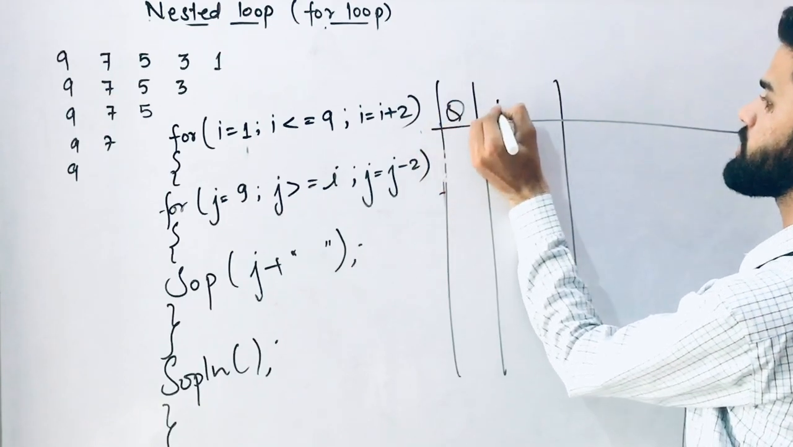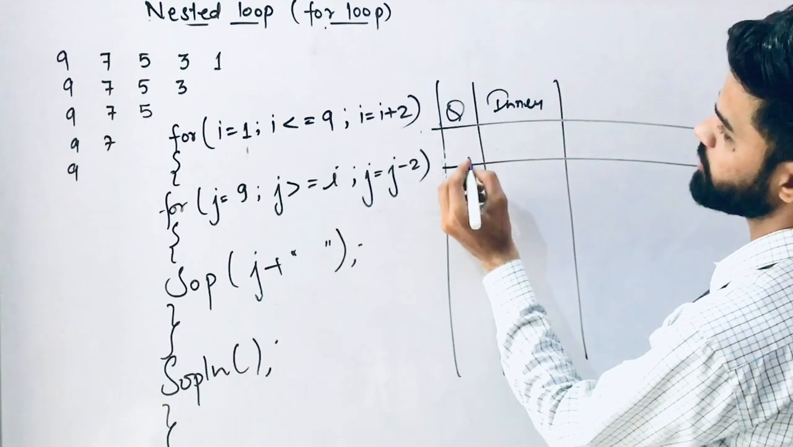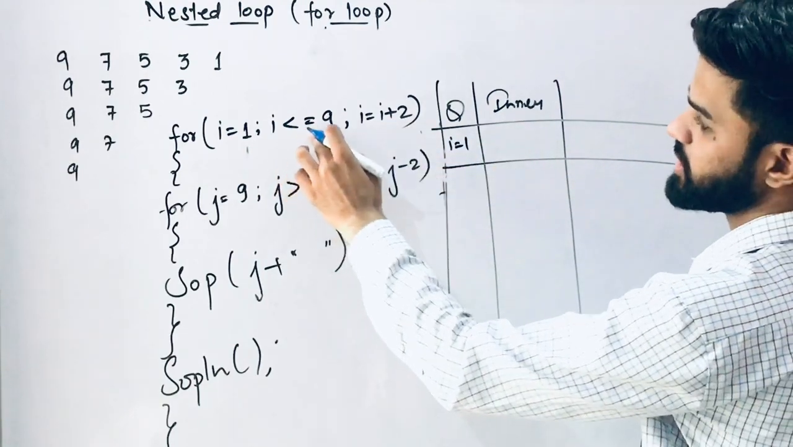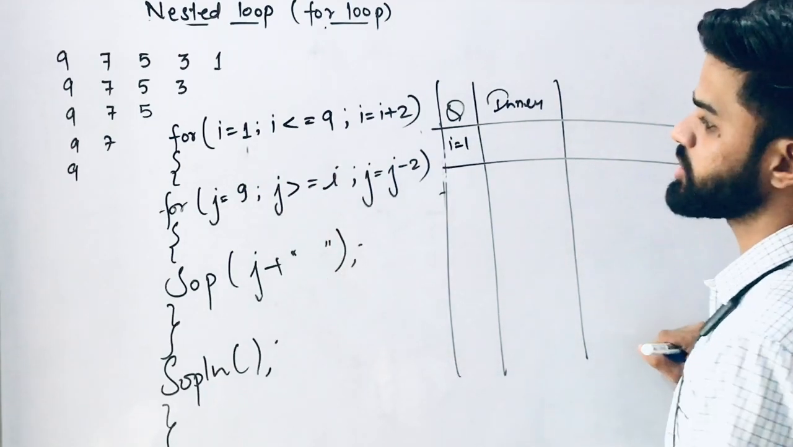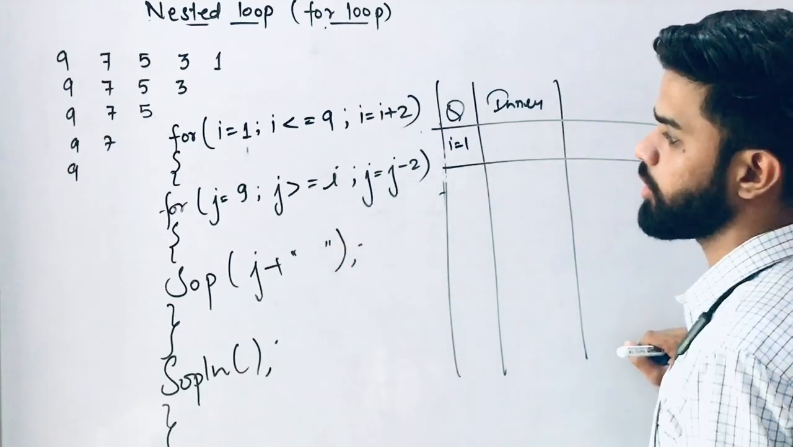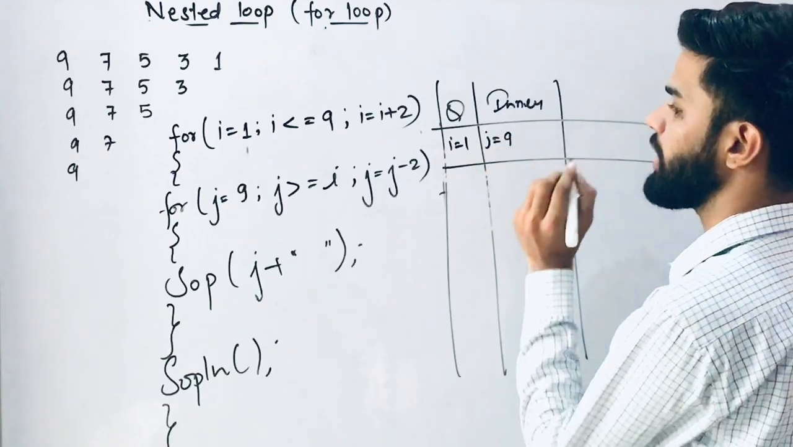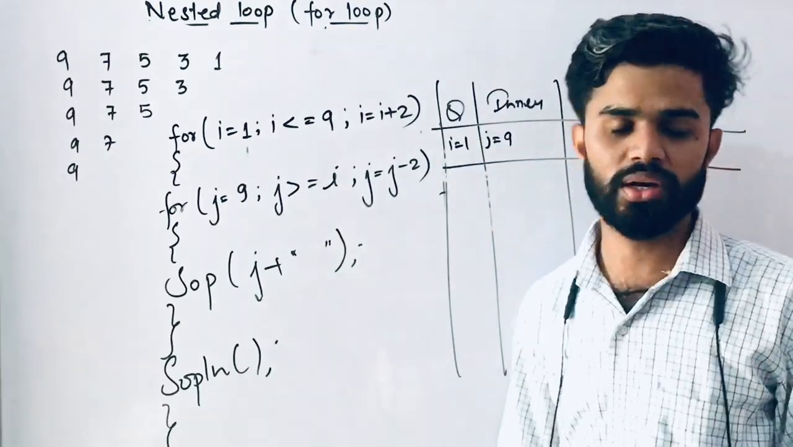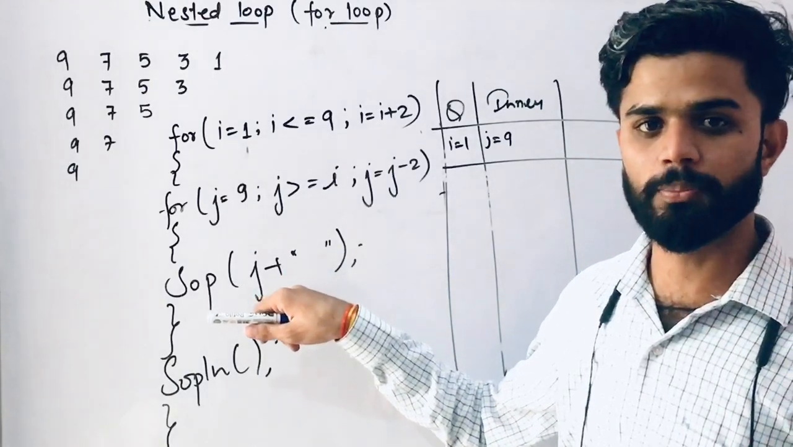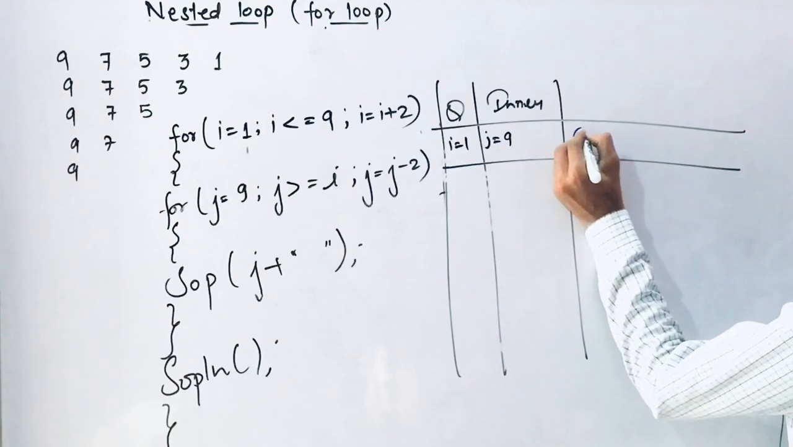This one is outer, this one is inner. Now the first time, i equals 1 and 1 is less than or equal to 9, the condition is true. Then it enters under the curly bracket where another loop is there, which is known as the inner loop. Then j equals 9, 9 is greater than or equal to 1, the condition is true. Then it enters under the curly bracket and prints j. Now what is the value of j? j is equal to 9.